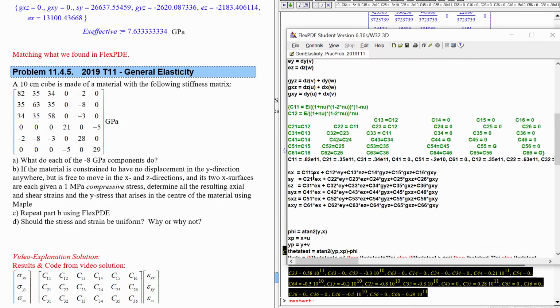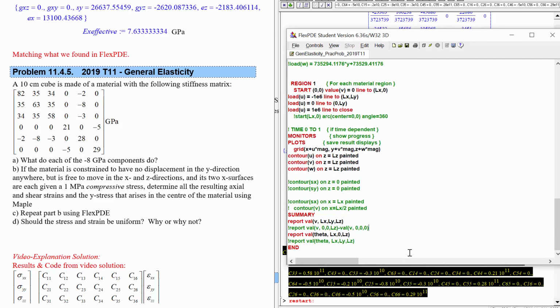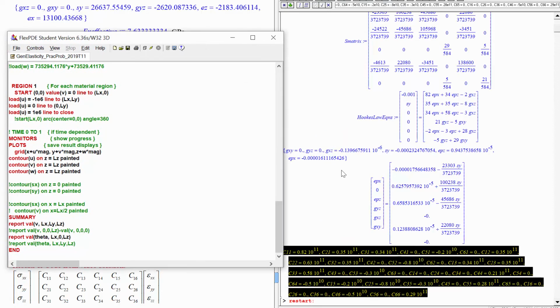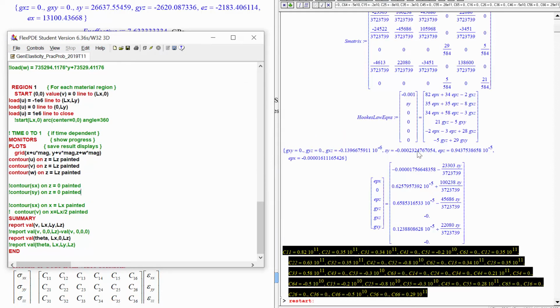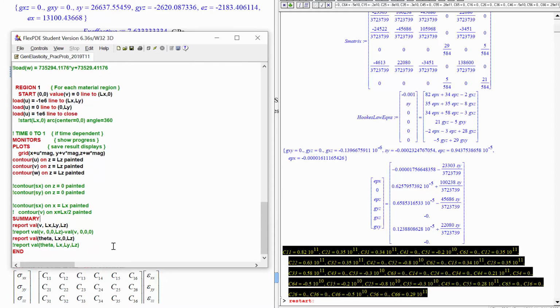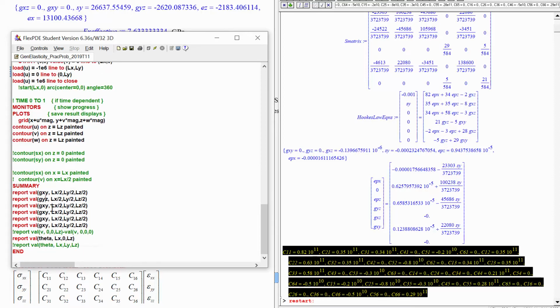Now let's just compare and report what we have in the center and see how that compares with what we got in Maple. The big things to report are the strains and the stresses in the center. So let's have a look under report, and we'll make a report of Lx over 2, Ly over 2, Lz over 2, and we'll look at Gxy, Gxz. We'll need 6 reports. Next one we're going to look at is Gyz as well. That should be 0. Gxz. What did we do? Hold on. Gxy, Gyz, Gxz is the third one.